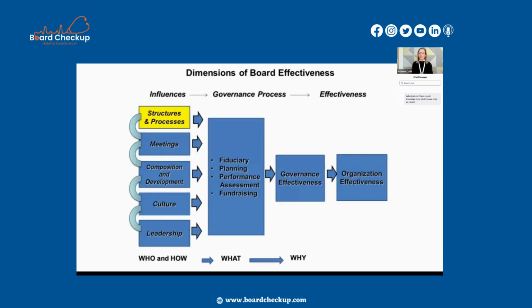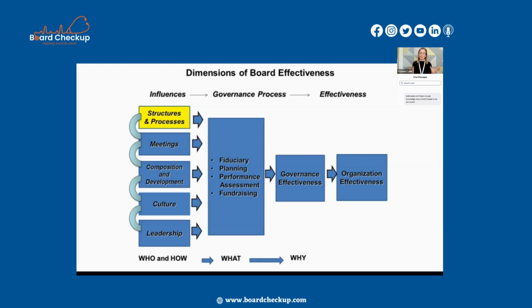Within the context of board effectiveness, how do structures and procedures fit? And this is the first influence that we're going to talk about in this Research to Practice series. So we started the series with the governance process: the board's due diligence and fiduciary roles and responsibilities, the board's role and responsibilities in planning, in performance assessment, and in fundraising and resource development. We covered those in the previous sessions. Now we're covering these other influences, and these are factors that are associated with board effectiveness and key influences on how well the board governs.